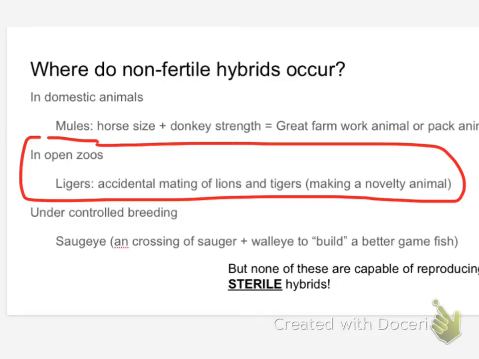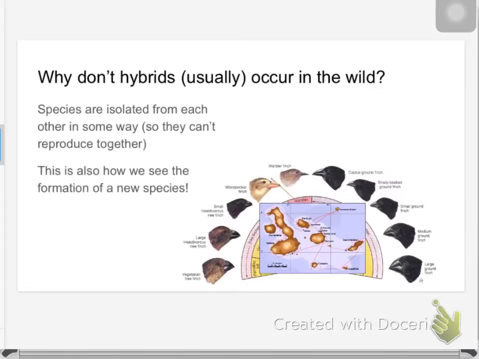It's quite possible that's what happens in the case of mule plus mule. The chromosomes don't line up right, and most cases where chromosomes don't line up right are fatal exceptions. No offspring. Okay. We don't generally see hybrids in the wild because of isolation.